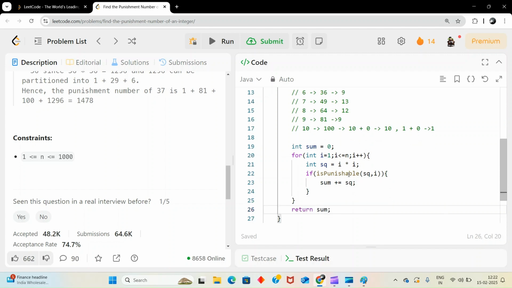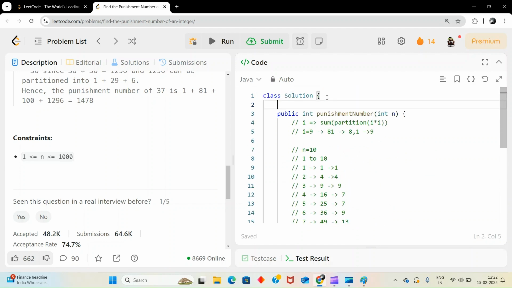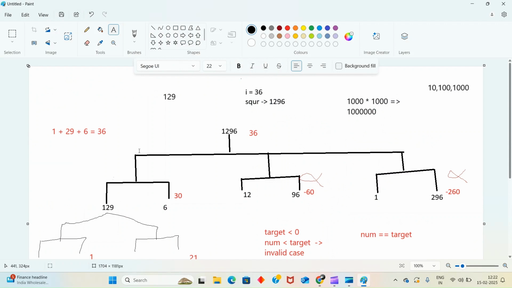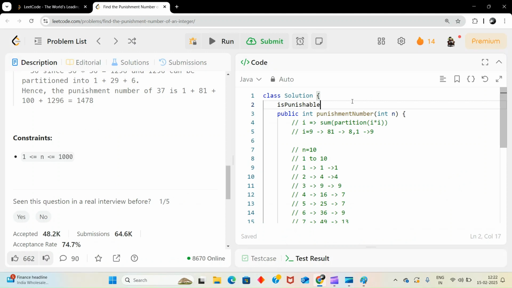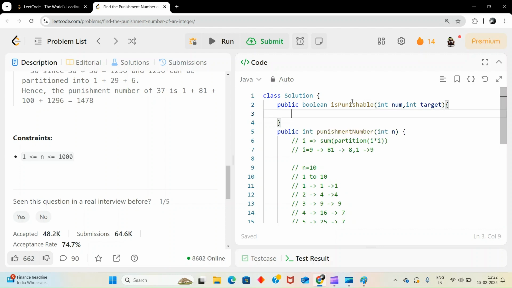Now let's write this method. We are going to make use of recursion. As you can see here, we have to do the cuts again and again, so we will be using recursion. So public, it will return boolean isPunishable where int num and int target. In the previous example, the target was 36 and num was 1296. So what are the invalid cases? If my target is less than 0, or if my num is less than target, then I can say false.